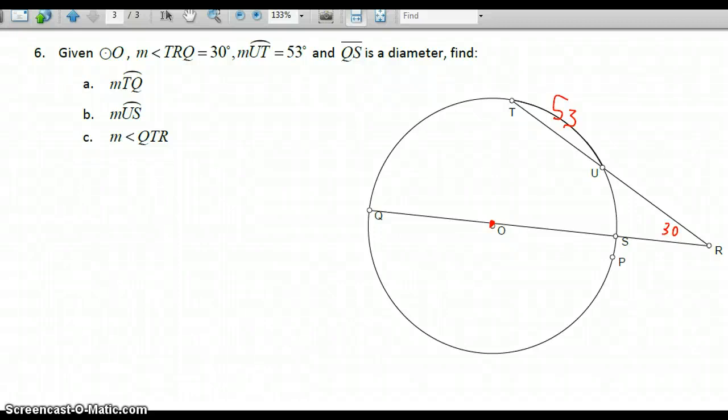Alright, here we go again, part 3. In circle O, the angle TRQ is 30, the measure of arc UT is 53, and this is actually a diameter. Find the arc from T to Q.